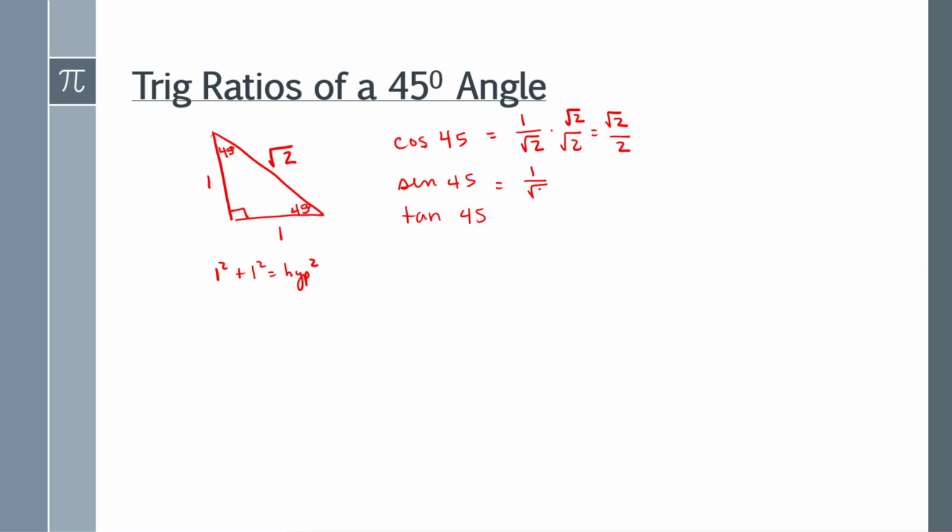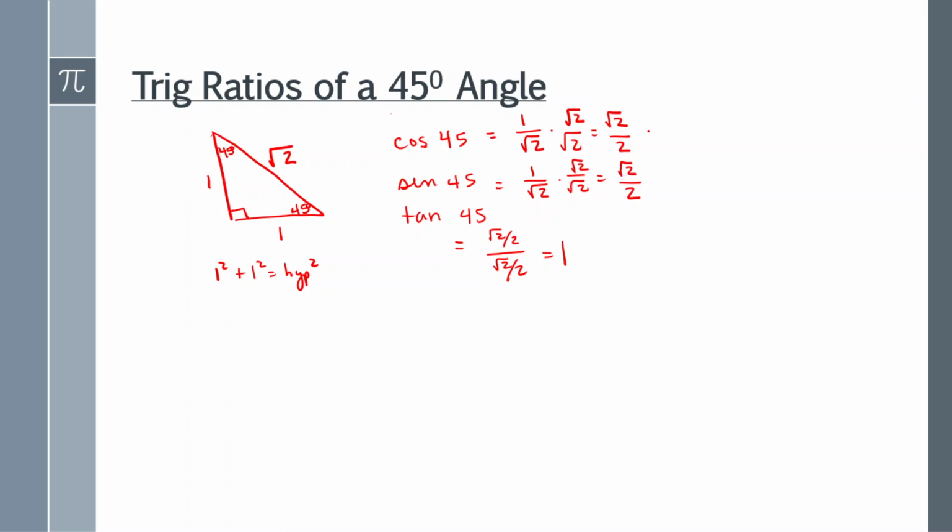Sine is actually going to be the same. Again, the opposite and the adjacent are both 1. So I get square root of 2 over 2. Now if sine and cosine are the same, remember, tangent is sine over cosine, right? So if we take sine of 45 and we put it over cosine of 45, we'll get square root of 2 over 2 divided by the square root of 2 over 2, which equals 1.